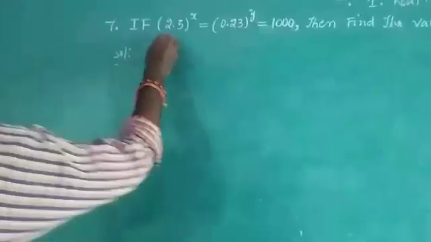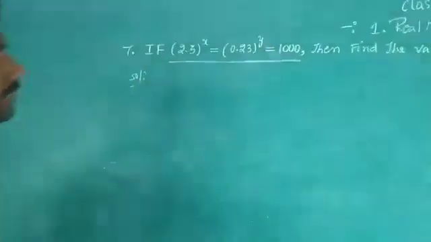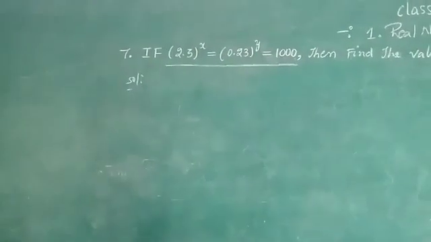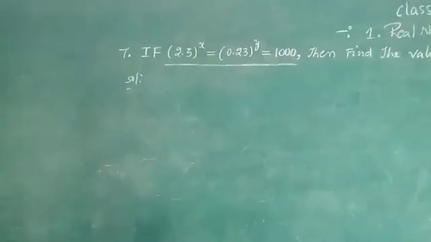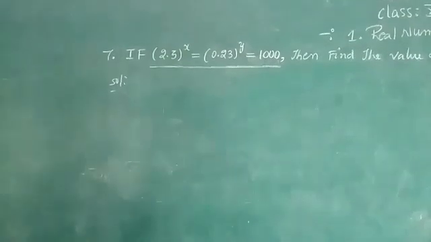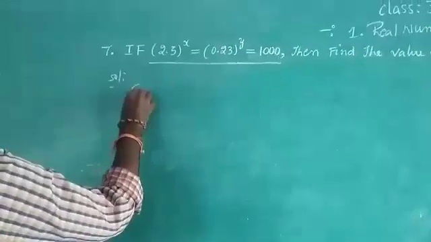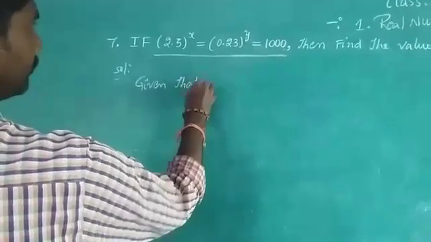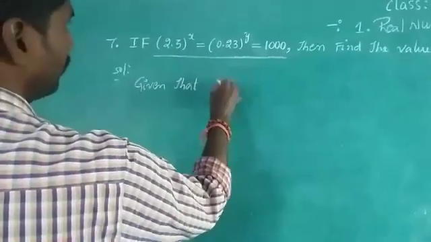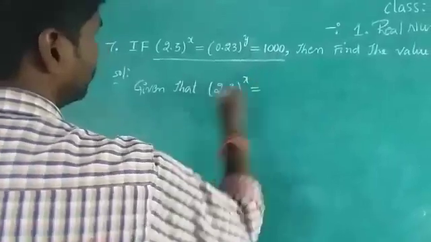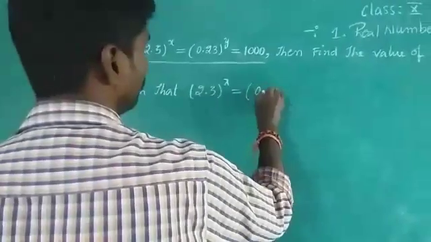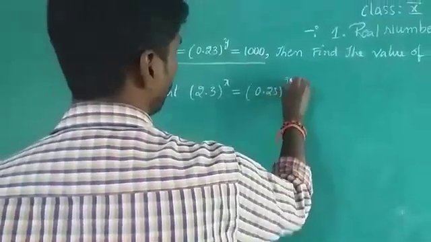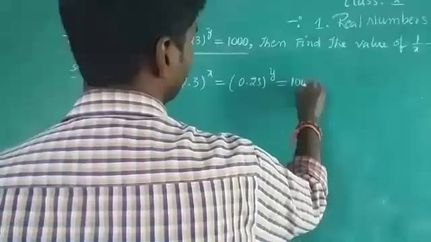So here also concentrate on this statement. That equation, both are equal, is given. From that you need to find out 1 by x minus 1 by y. So let me write that. Given that 2.3 all to the power of x is equal to 0.23 all to the power of y is equal to 1000.